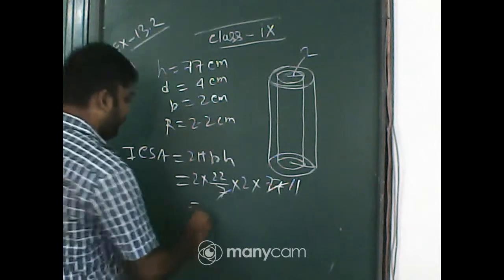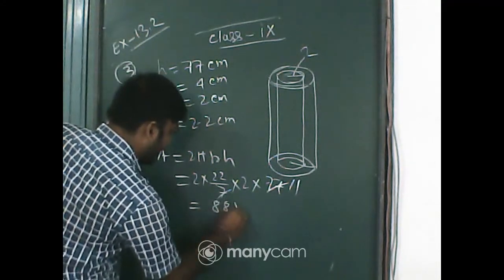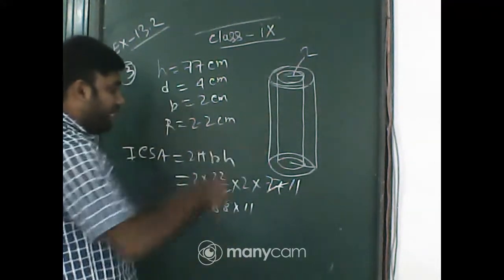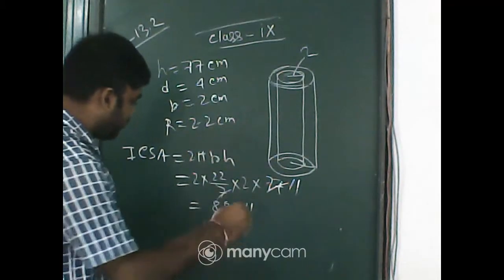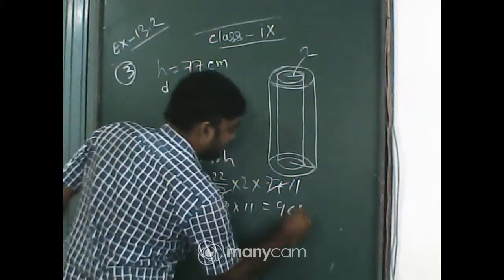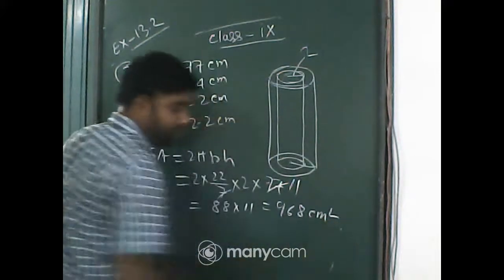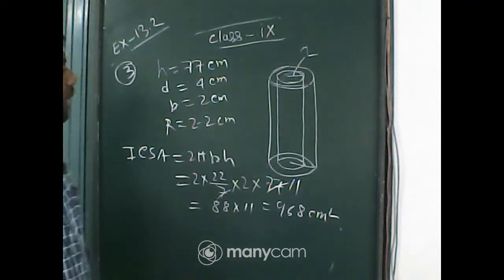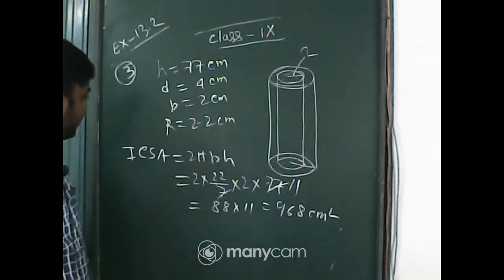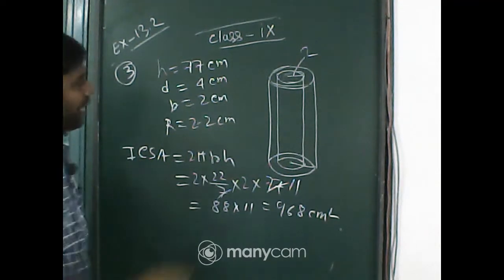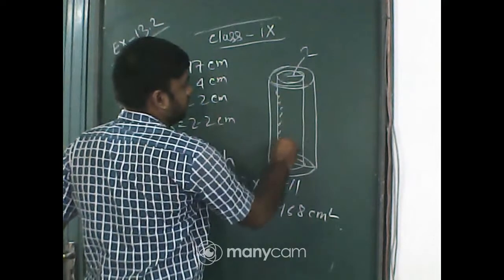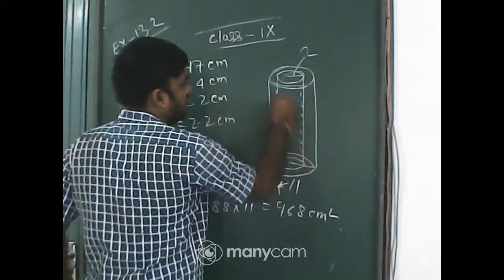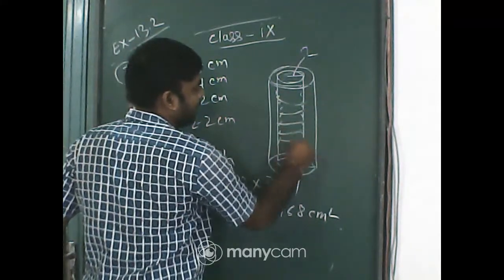22 into 88, 88 into 11, 88 into 11, that is 968 centimeter square. Got it, everyone? 968 centimeter square. Okay, so that is inner curved surface area. So that portion, that surface is inner curved surface area.